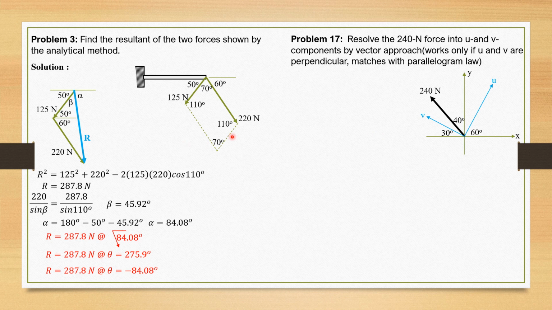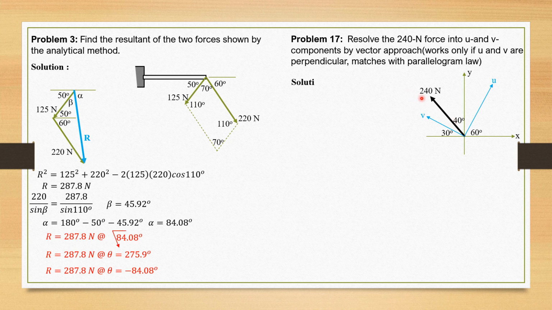Similar to problem 15 perhaps. So notice that the u and v axis now are perpendicular to each other, so 30 degrees, 60 degrees, so the angle between them would be 90 to form a straight line angle. So this is 40 degrees, therefore the force of 240 Newton magnitude makes an angle with the positive x-axis of 90 degrees plus 40, so 130 degrees.